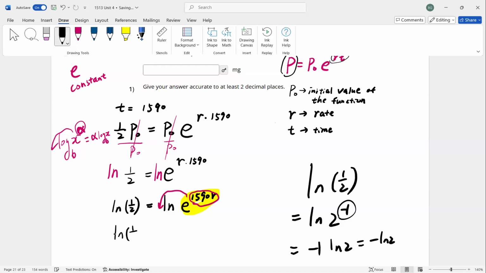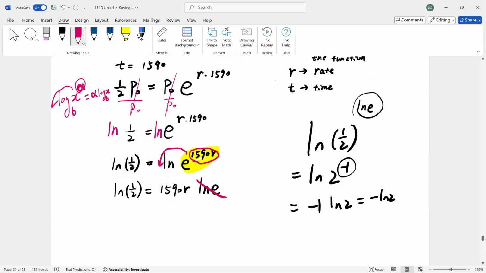Left side ln half. Right side, we move the exponent 1590r in front of the ln e. Not log e, natural log e. Anybody can tell me the value of ln e? 1. Exactly, awesome. ln e is a natural logarithm with base e and the argument also is e. When we have a log whose base and argument are identical, then the log equals 1. So this part is 1. We can just get rid of it in a multiplication.